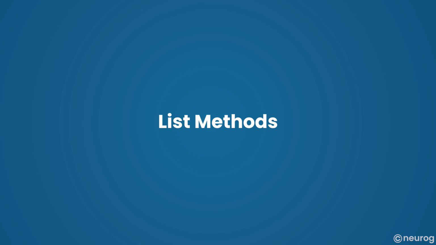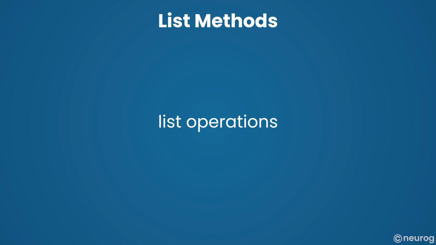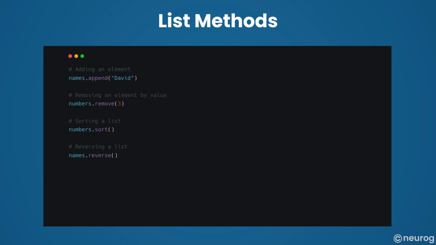Python provides built-in methods to perform common list operations. Here are some handy list methods. In this code, we add a name, remove a number, sort the numbers list, and reverse the names list.